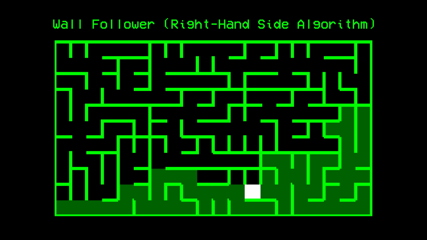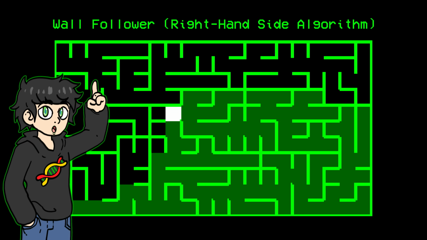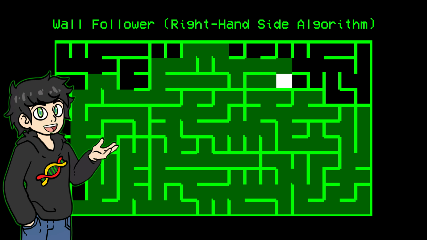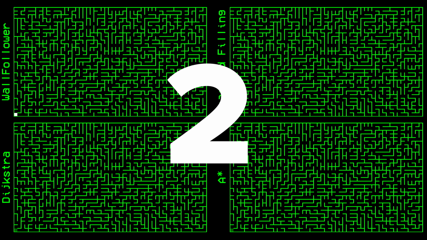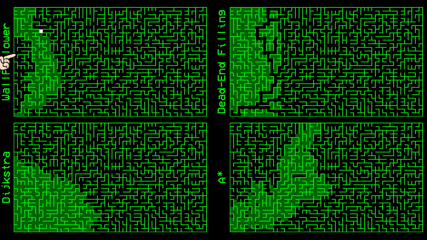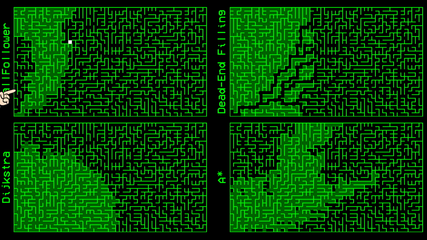However, bear in mind that I also tested the right Wall Follower and it was way slower. This shows that Wall Follower might not always be that reliable. Okay, let's test this in a larger maze before trying it on the final race. 3, 2, 1, race! Looks like Wall Follower is off to a strong start. I don't know why it skipped that whole section over there, but it seems to be doing okay.